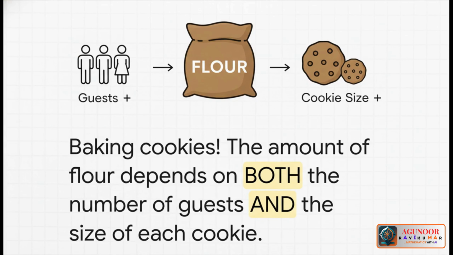Here's another way to think about it that might hit closer to home. Imagine you're baking cookies. If you invite more guests, you'll need more flour, right? That's one direct relationship. But what if you also decide to make each cookie bigger? Well, then you'll need even more flour. That's a second direct relationship. To get the right amount of flour, you have to consider both things together. You have to compound them.